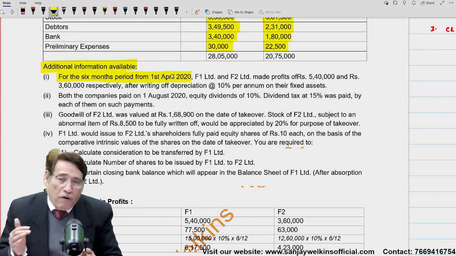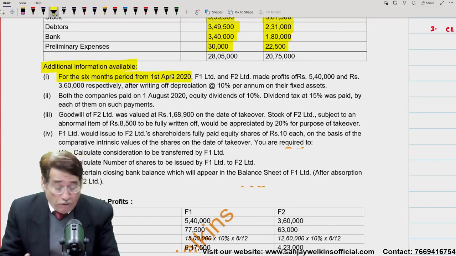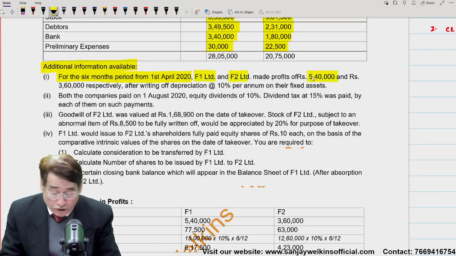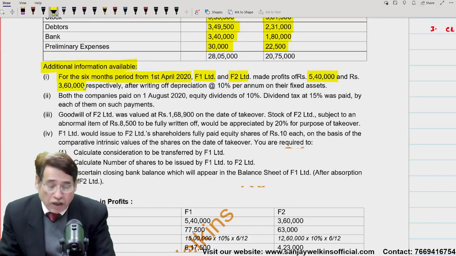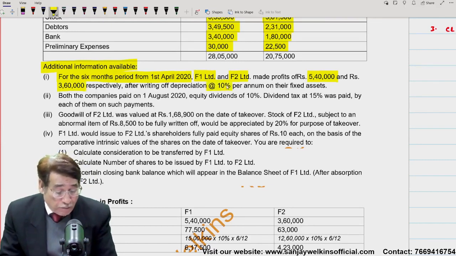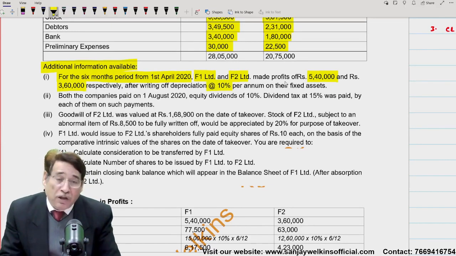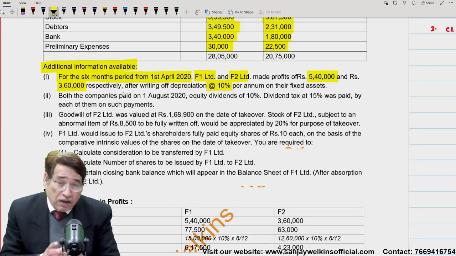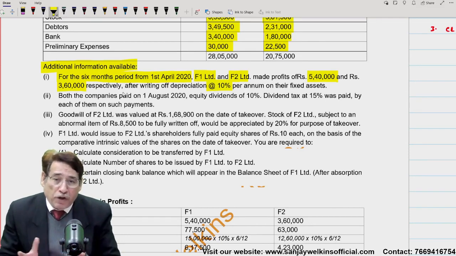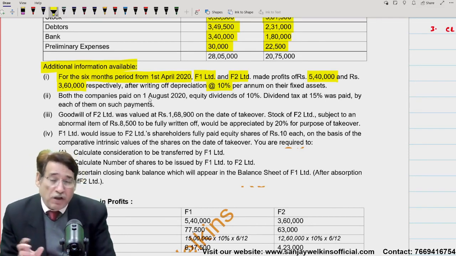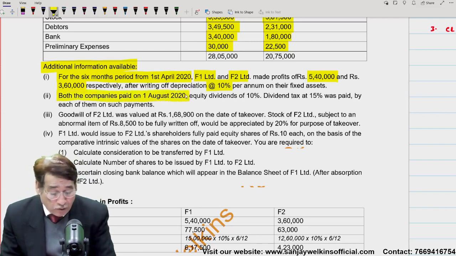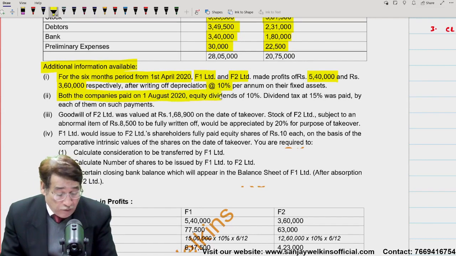So from the beginning of the year till 1st of October 2020, it is given that F1 Limited and F2 Limited made profits of 5,40,000 and 3,60,000 respectively after writing off depreciation at 10% per annum on the fixed assets. We made a profit of 5,40,000 and 3,60,000 after writing off depreciation of 10%. What repercussion it would have, I will let you know in a short while. Both the companies paid on 1st of August 2020 an equity dividend of 10%.